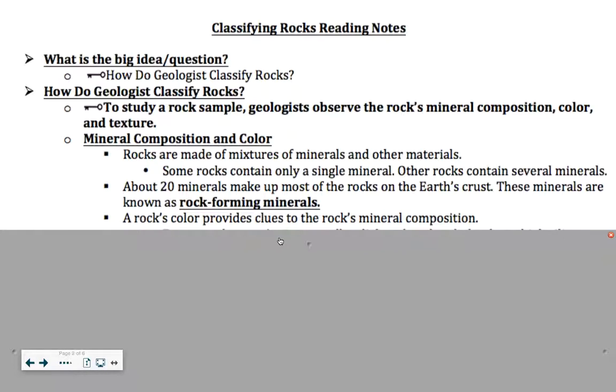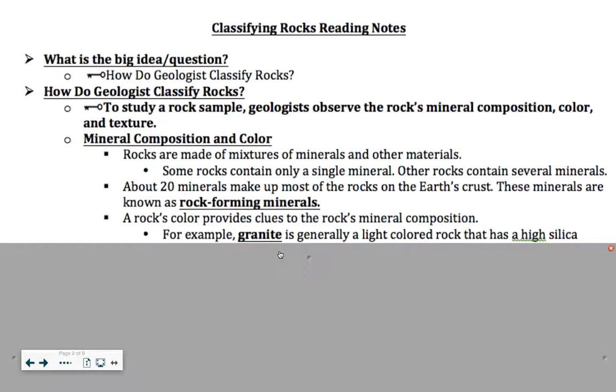Okay, remember quartz is a white color. So if you see specks of white in rocks, usually that signifies either it's got calcite in it, because calcite is also white, and so is quartz. So that is a clue to what may be in a rock just by looking at the rock's color.